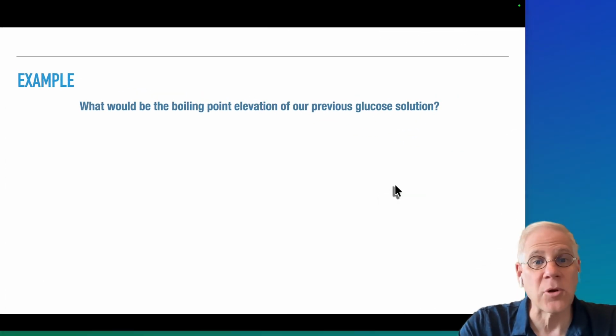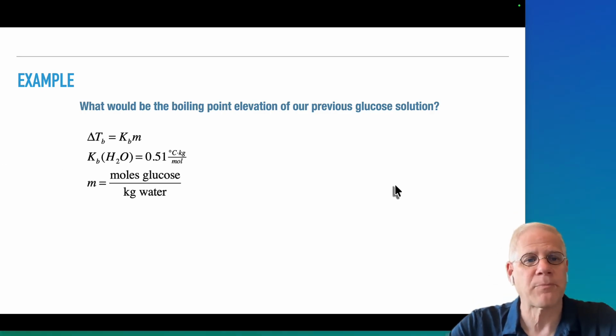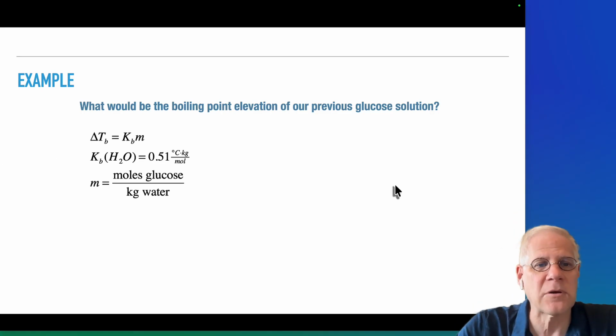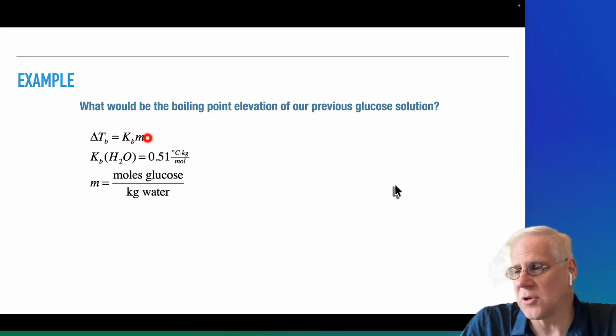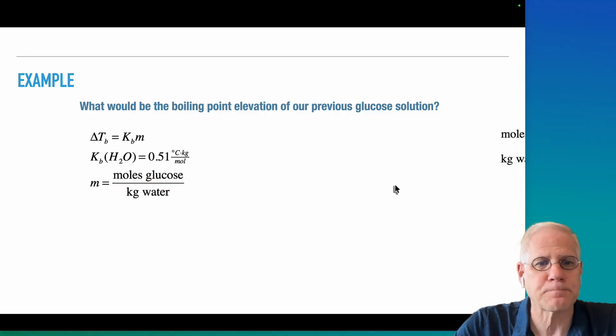Let's do an example. We'll look at our glucose solution again that we did in the previous example. So we have our equation here, delta TB is equal to KBM. Something you would need to be given is the boiling point constant for water. It's equal to 0.51 degrees Celsius kilograms per mole. We know that our molality is equal to the moles of glucose over our kilograms of water.